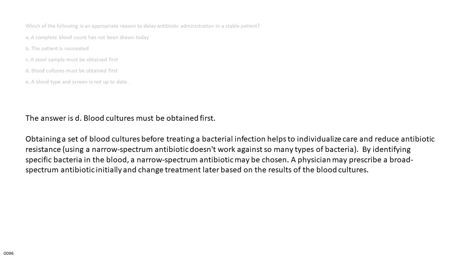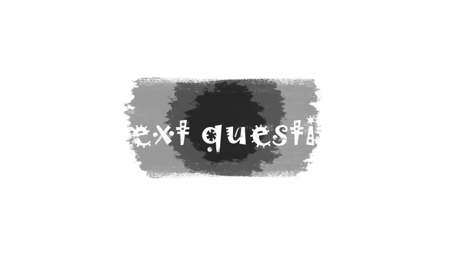The answer is D. Blood cultures must be obtained first. Obtaining a set of blood cultures before treating a bacterial infection helps to individualize care and reduce antibiotic resistance. Using a broad-spectrum antibiotic works against many types of bacteria. By identifying specific bacteria in the blood, a narrow-spectrum antibiotic may be chosen. A physician may prescribe a broad-spectrum antibiotic initially and change treatment later based on the results of the blood cultures.